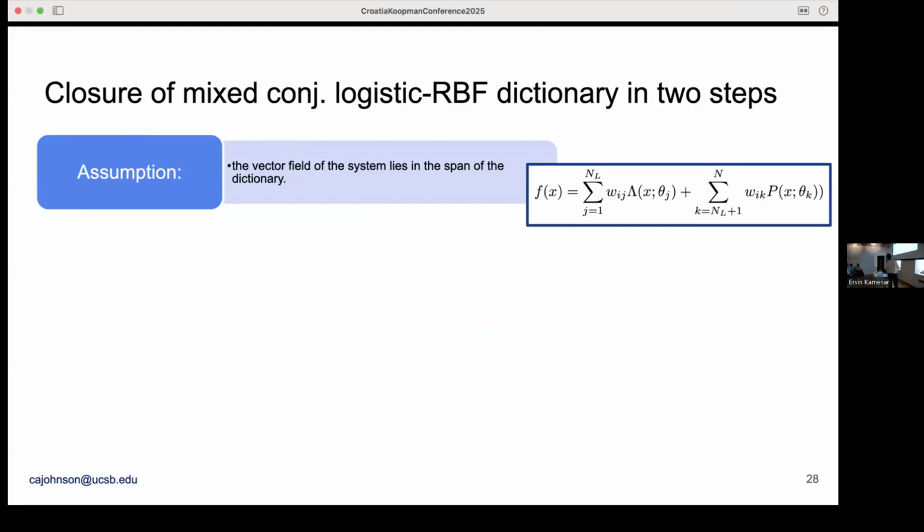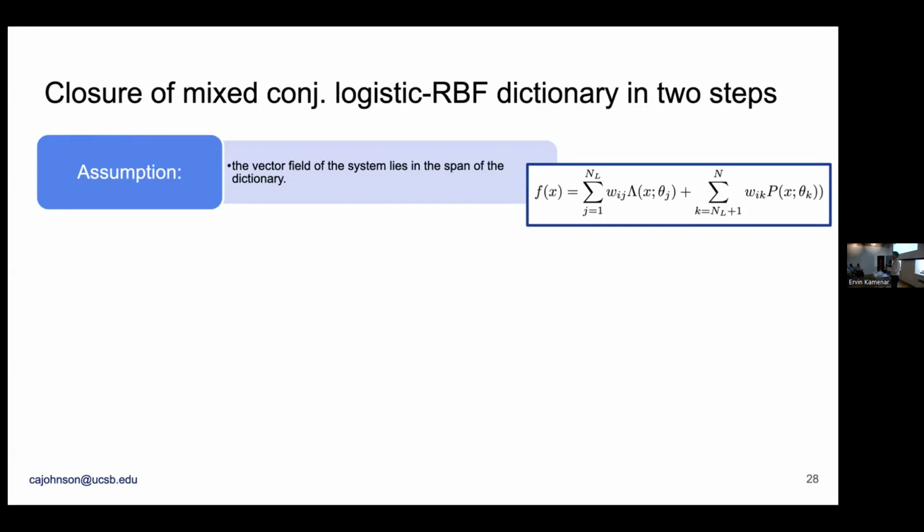But basically, we would like to have some starting point, and a reasonable starting point is that we chose enough dictionary functions so that we can approximate the vector field of the original system, x dot equals f of x, very well. Because if we don't even do that, then what's the point of studying subspace invariance? So we're going to assume that x dot equals f of x can be approximated very well with our collection of dictionary functions. And this is not a hard thing to do.